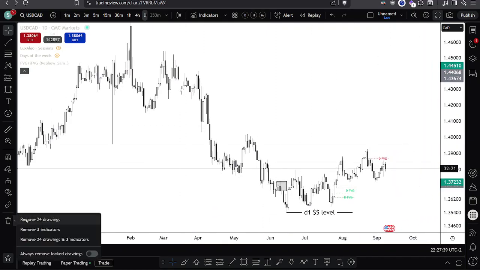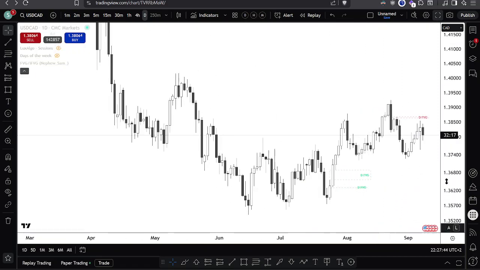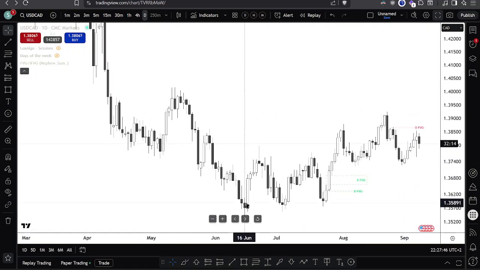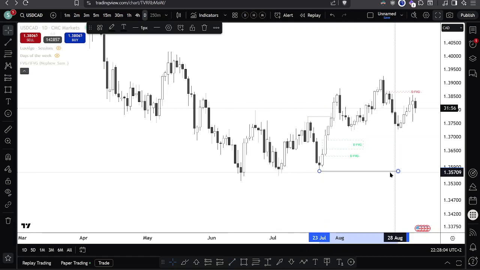No, let's clear everything. Okay, so here we have this low, and then we come back to this low. This was the high. If we close above this, or if this is the same level, yes. If we close above this, we are long bias on the daily, right? And we are long bias, and this is the bottom, right?